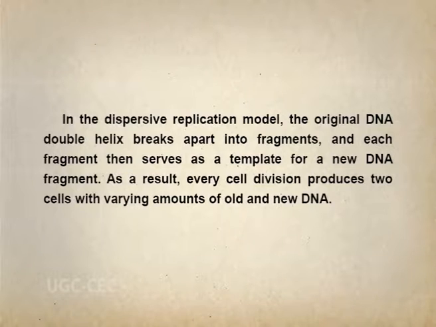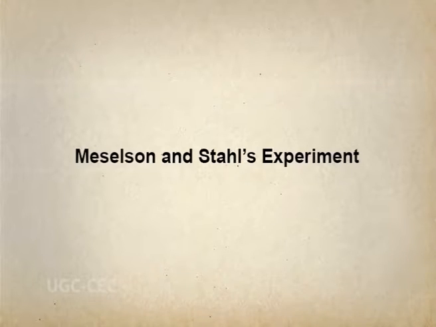On the other hand, in the dispersive replication model, the original DNA double helix breaks apart into fragments, and each fragment then serves as a template for a new DNA fragment. As a result, every cell division produces two cells with varying amounts of old and new DNA. In order to define which model is followed by prokaryotic DNA replication, Meselson and Stahl conducted some experiments.